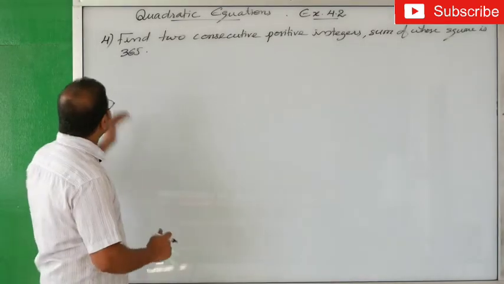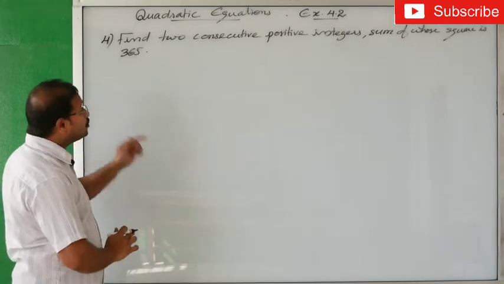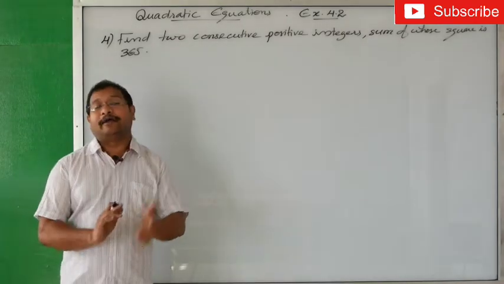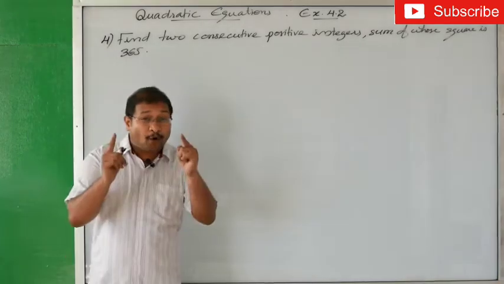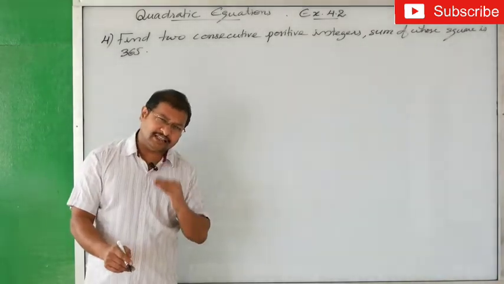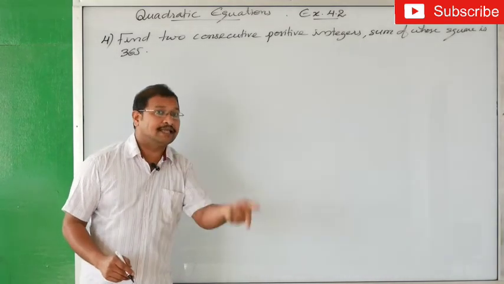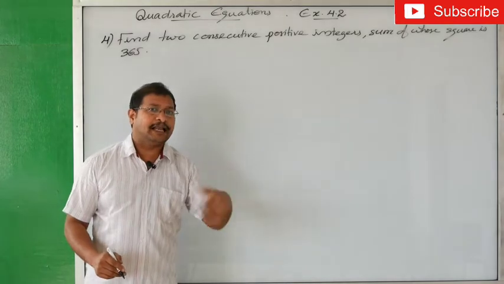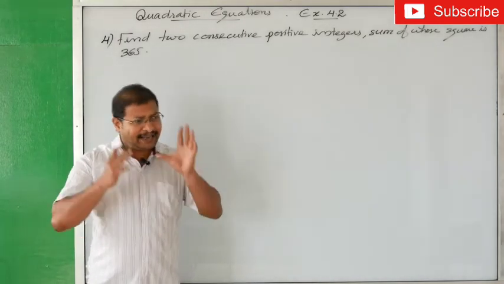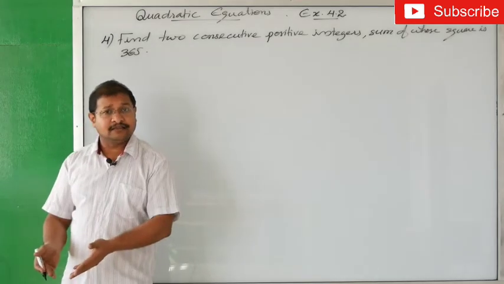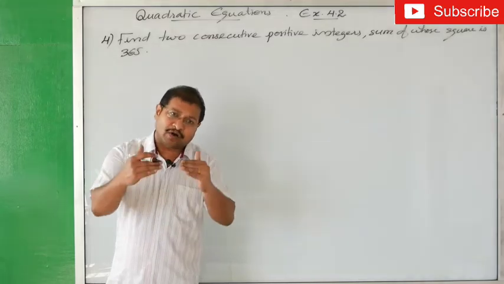Question number 4. Find two consecutive positive integers, the sum of whose squares is 365. Ready? So, find two consecutive positive integers. Consecutive means continuous. If I take 5, the next will be 6. If I want 7, the next will be 8, because 7 plus 1 is 8. If I take 100, the next consecutive number is 101. Means we just do plus 1.